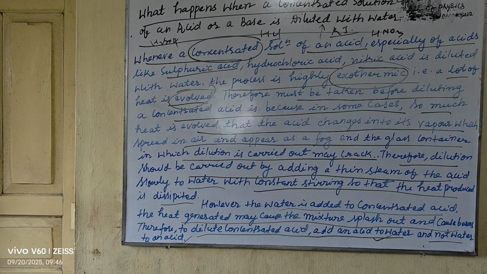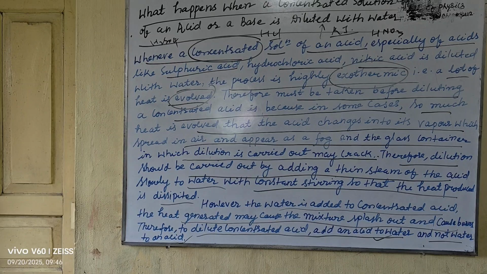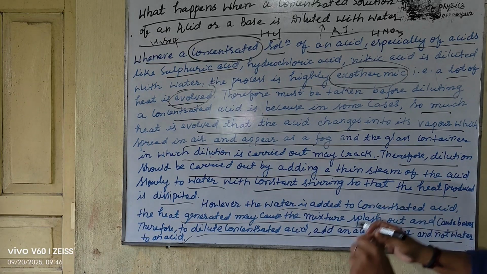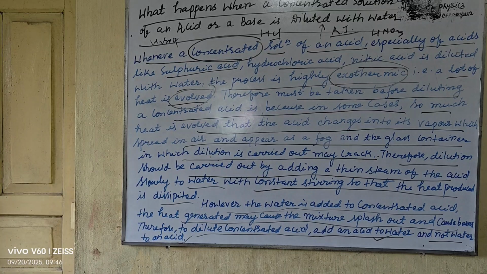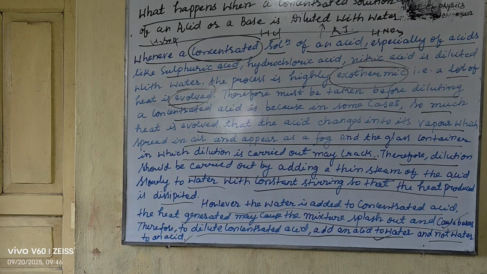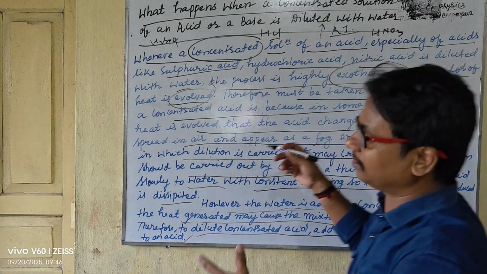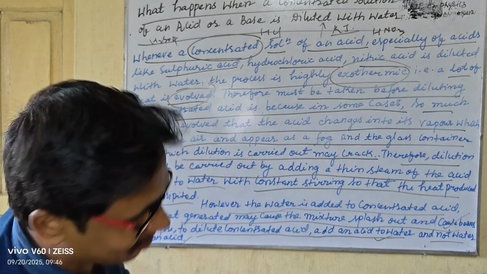Therefore, dilution should be carried out by adding a thin stream of the acid slowly to water with constant stirring, so that the heat may be dissipated and the temperature maintained. However, if water is added to the concentrated acid, the heat generated may cause the mixture to splash out and may cause burns. So, to dilute concentrated acid, add acid to water and not water to acid. This is all about the acid.